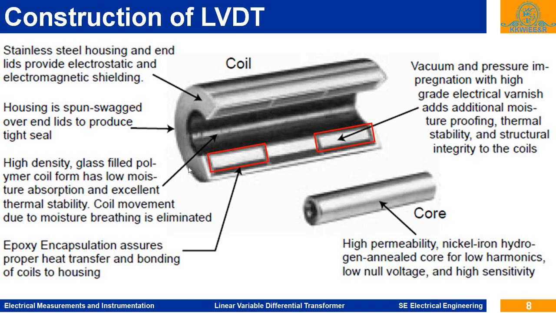So the tight seal avoids the entering of any kind of air, gas, or humidity. Then the high density glass filled polymer coil form has low moisture absorption and excellent thermal stability. So coil movement due to moisture breathing is eliminated.